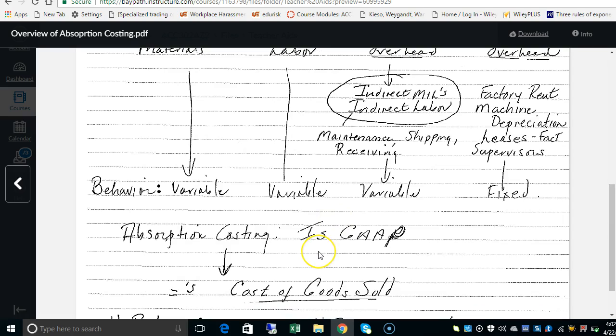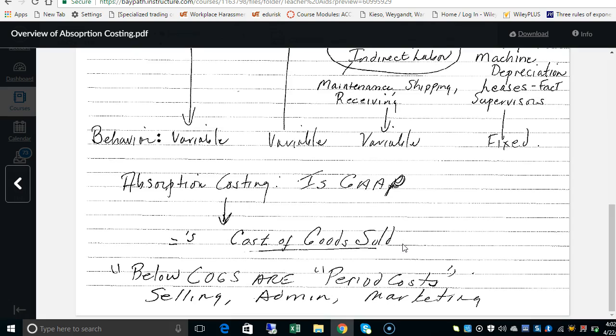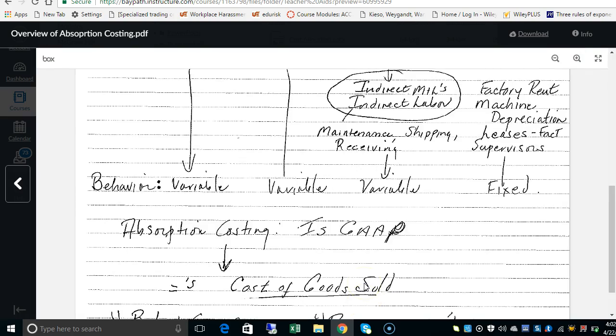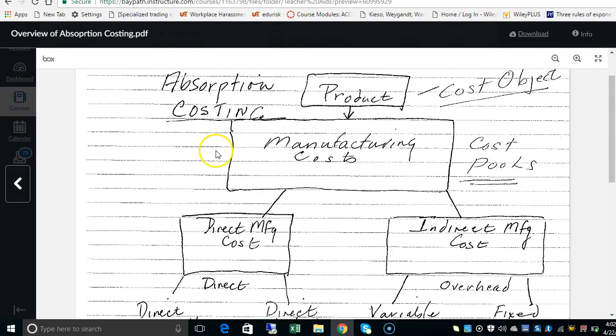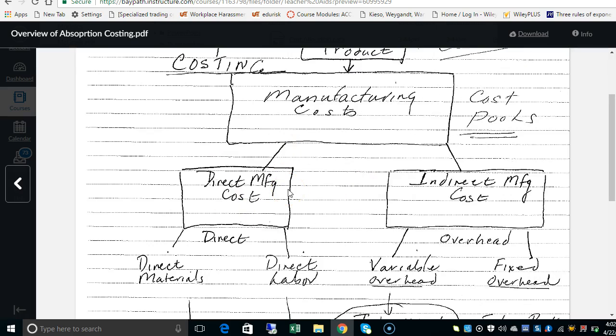Variable or fixed costs that are non-manufacturing are below the cost of goods sold, below the gross profit line on our income statement, and are considered period costs and are in our selling, administrative, and marketing expense costs below our gross profit line on the income statement. So below our cost of goods sold or our gross profit are period costs. They do not go into the cost of our product in absorption costing. Contribution margin or variable costing does use a slightly different approach, which we will discuss in a later video.